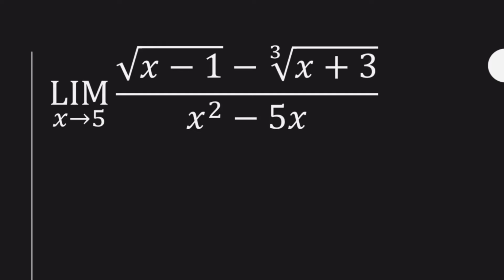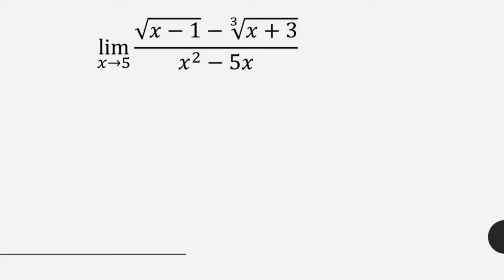In this video, I'll be solving the limit as x approaches 5 of the square root of x minus 1 minus the cube root of x plus 3, all over x squared minus 5x. The first thing to do is to plug in x equals 5. If I plug in x equals 5, I get 0 over 0.